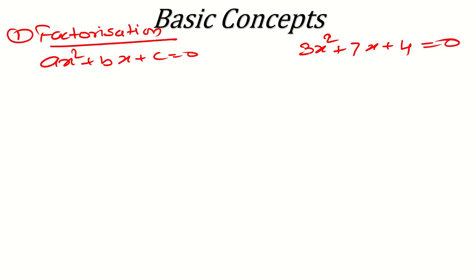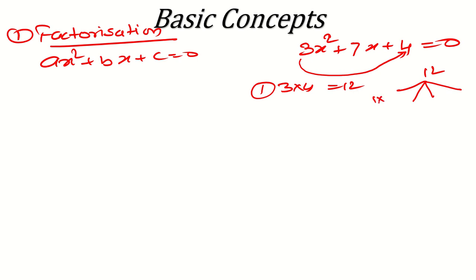Now what's the first step? The first step is to multiply the coefficient of x square with the constant term. So multiply 3 and 4, it will be 12. Now write all possible pairs of factors for 12: 1 multiply 12 is 12, 2 multiply 6 is also 12, 3 multiply 4 is also 12. Only these pairs are possible. From these pairs we'll choose only that pair for which the addition of the factors is 7. Why am I talking about addition only?